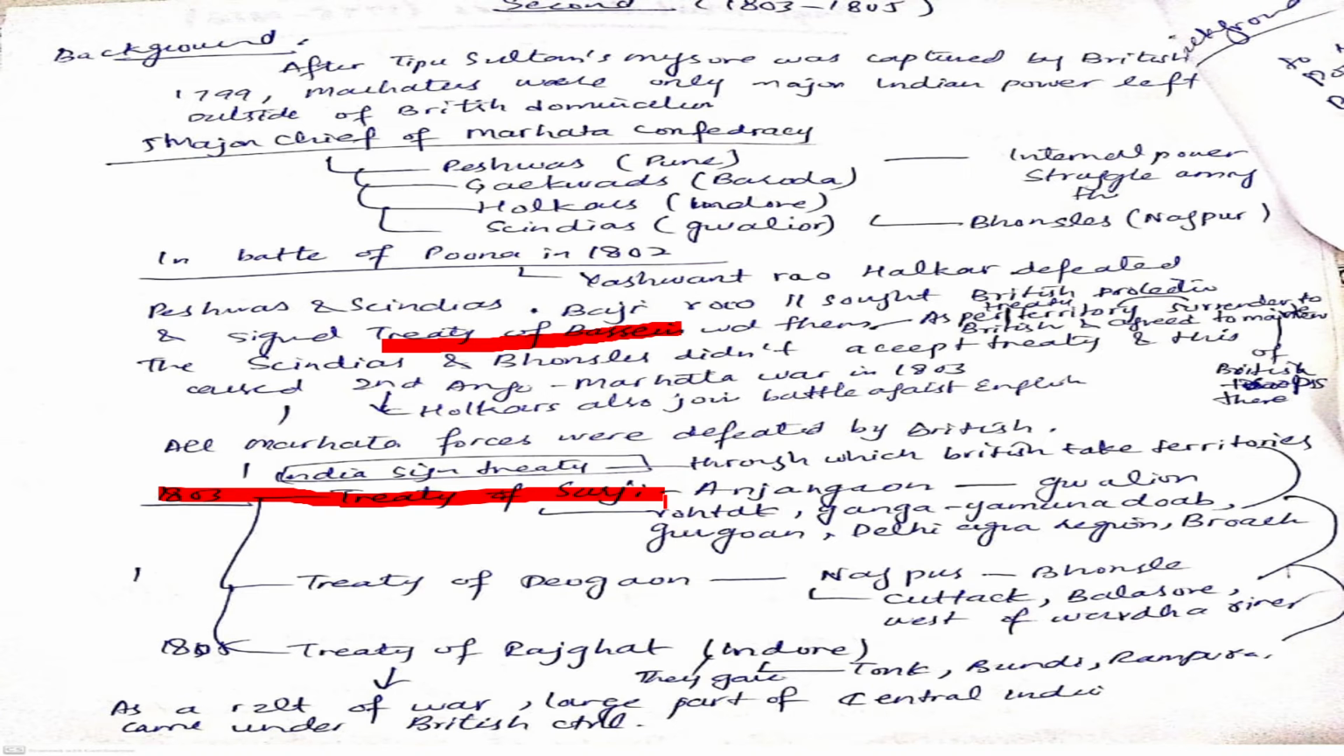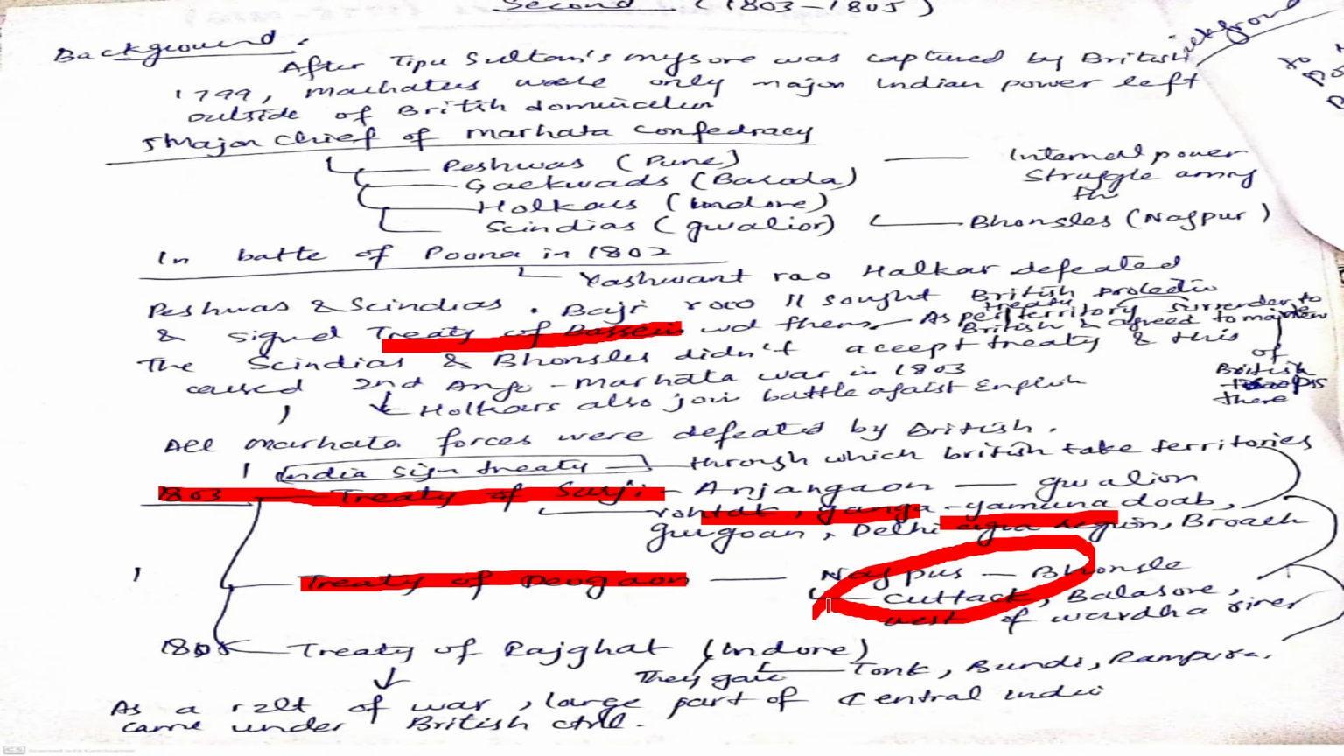It takes the territories named Rohtak, Ganga-Yamuna Doab, Gurgaon, Delhi, Agra region and Bharuch. After that, in 1803 the Treaty of Surji-Anjangaon was also signed, in which these cities were taken into British territory, and in 1805 the Treaty of Rajpurghat with Holkar of Indore was signed, in which they gave Tonk, Bundi and Rampur to the British. As a result of the war, a large part of central India came under British control.